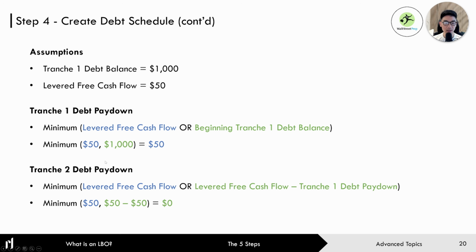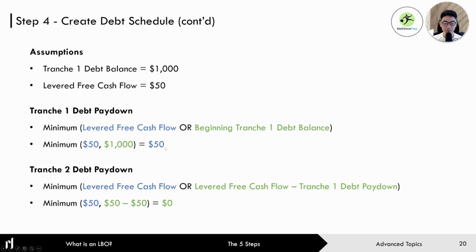So let's see now what happens with tranche 2 for your debt paydown. So the next thing we're going to want to do is get the minimum of either your levered free cash flow for that year or the levered free cash flow minus your tranche one debt paydown. So this will bring out either the minimum of $50, which is your levered free cash flow, or your levered free cash flow 50 minus what you've already paid down, which is $50, right? So since this equals 0, the minimum of 50 and 0 is 0. So this will produce $0.